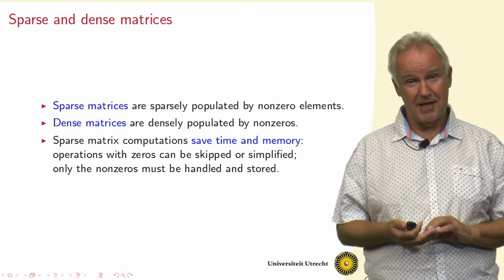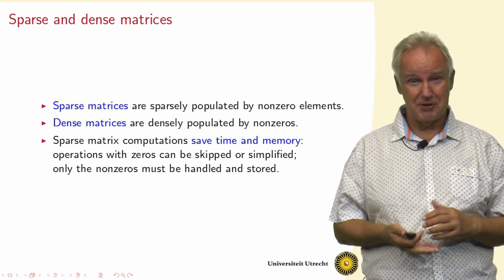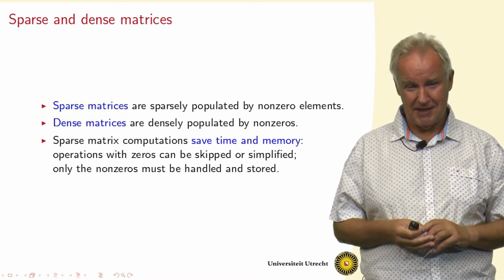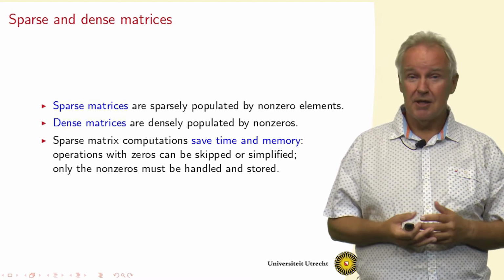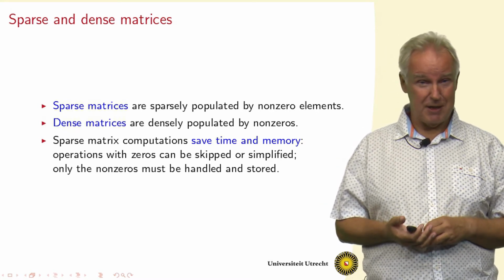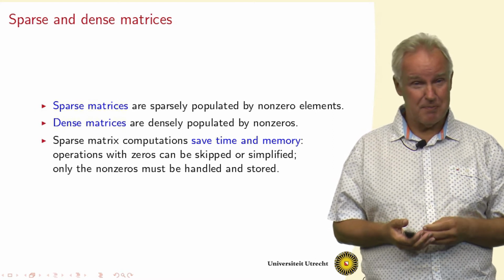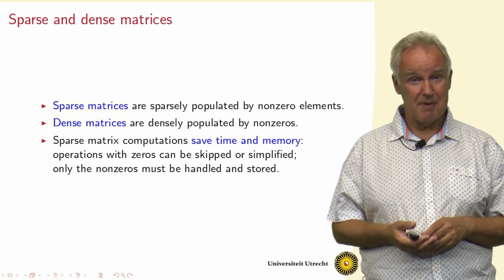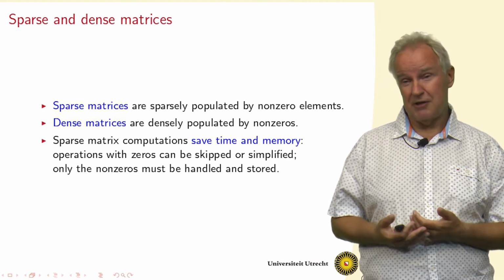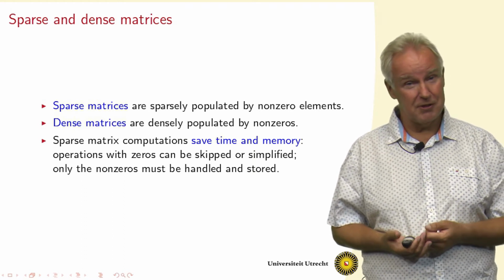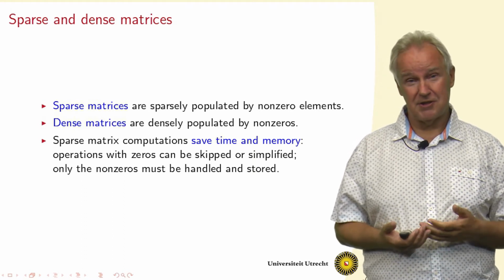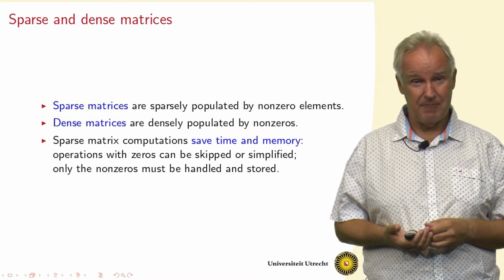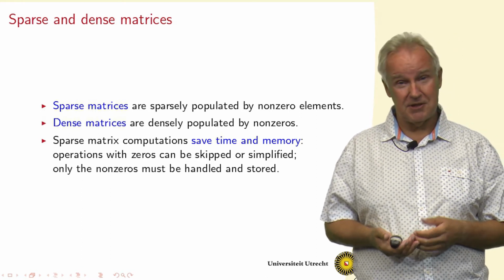Dense matrices, on the other hand, are densely populated by non-zeros, so most of the elements are non-zero, and we don't exploit any sparsity. Sparse matrices are very helpful because using the sparsity can save you lots of computing time and also memory. You only need to carry out operations for elements that are non-zero, and all the operations for elements that are 0 you can skip or simplify. Also, you only need to store the elements that are non-zero.